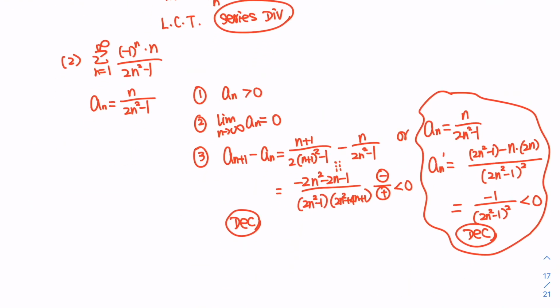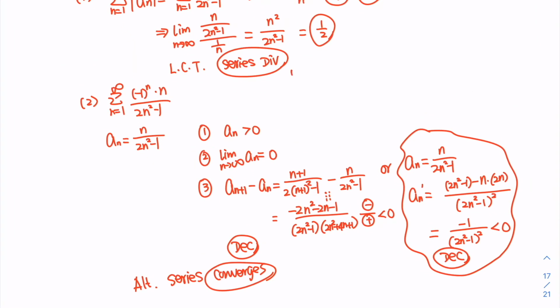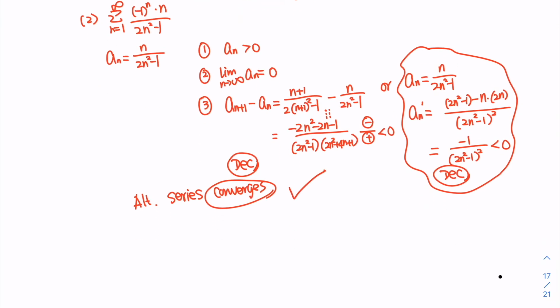Because all three conditions are satisfied, the alternating series converges. Because the absolute value diverges and the original series converges, our final conclusion is that the series converges conditionally.